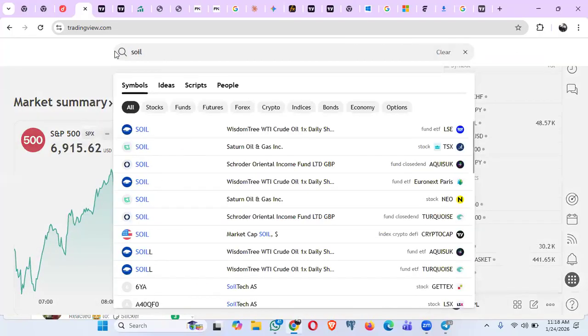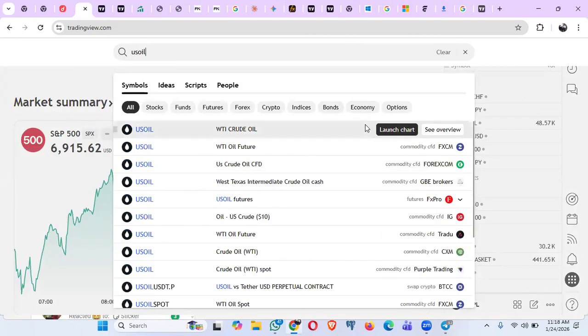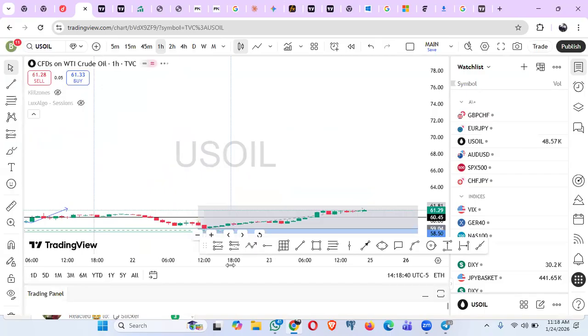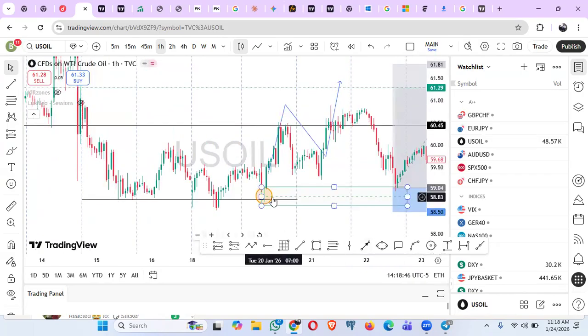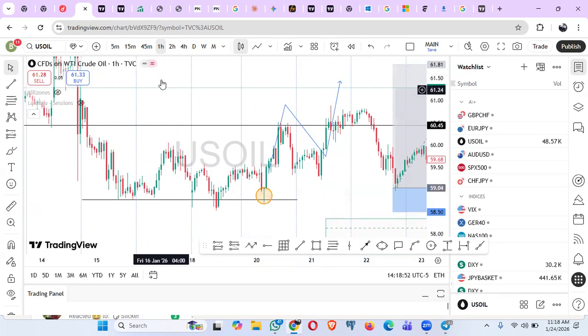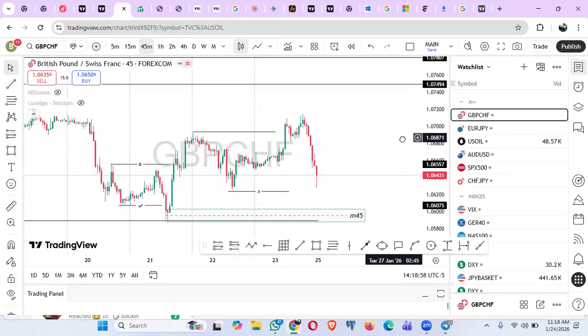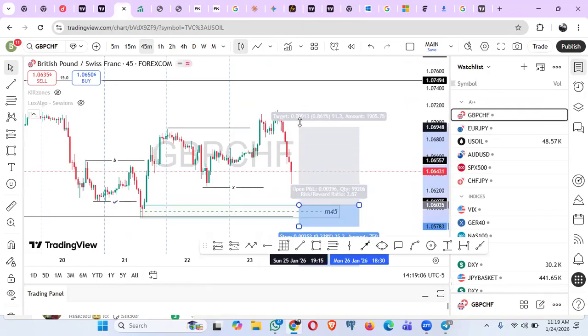US oil. See the candle. This one was a dragonfly doji, but still a doji. If I delete it, you see it properly. That's a dragonfly doji. The same thing now I don't see here. So I'm anticipating the market coming back here. Then I go long, SL below, take 1 to 5 or take 1 to 6, and that's it.